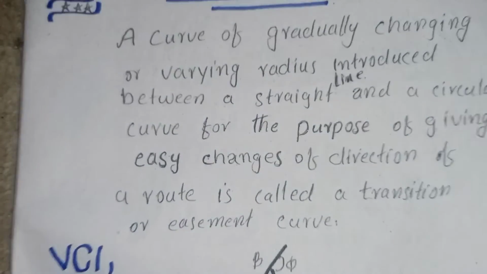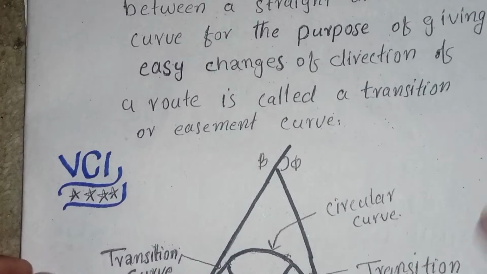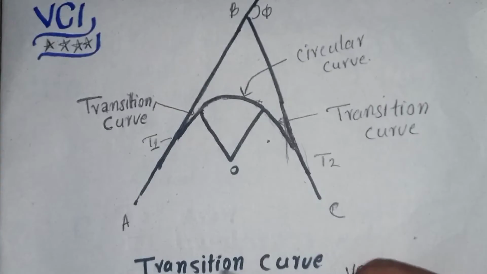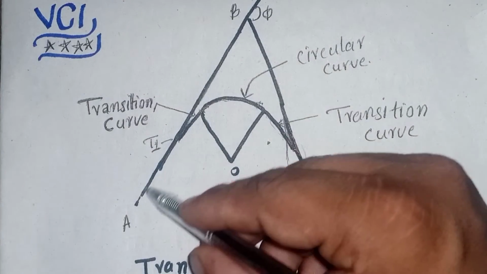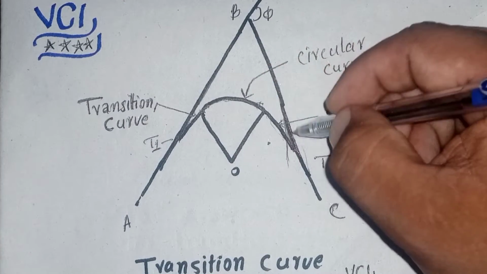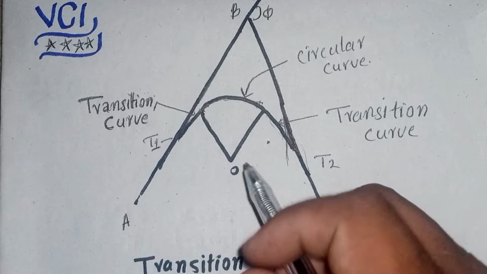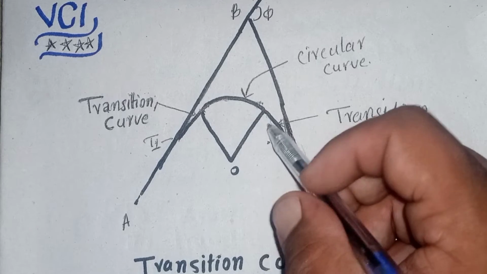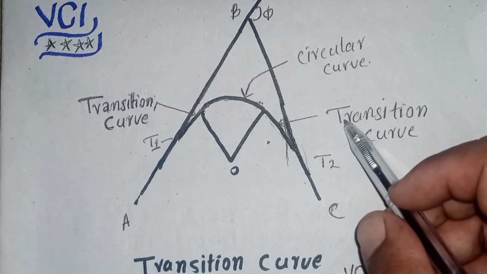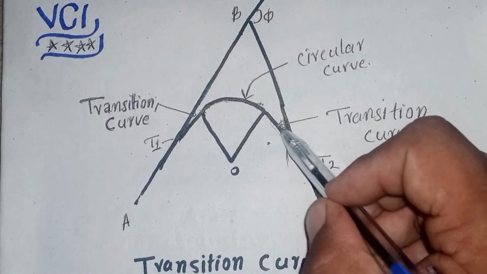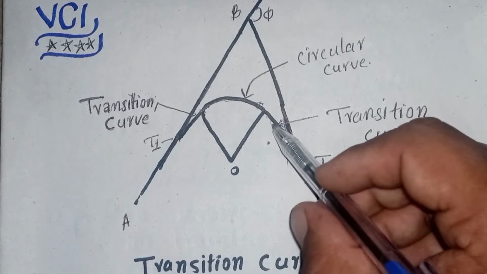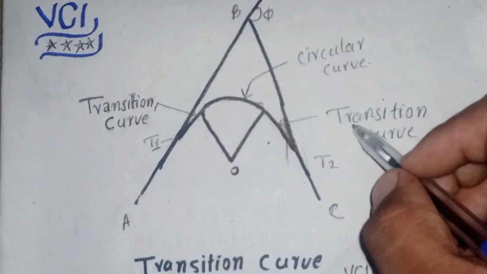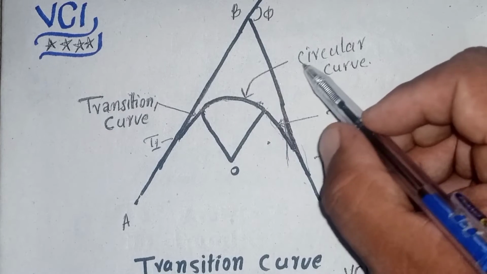A transition curve is mostly used between a straight line and a circular curve. You can see here a complete transition curve. These are two straight lines, which are tangent lines. In theory, from a tangent line up to a circular curve we provide a transition curve. From this tangent point to this circular point, this is the transition curve, and this is the circular curve.